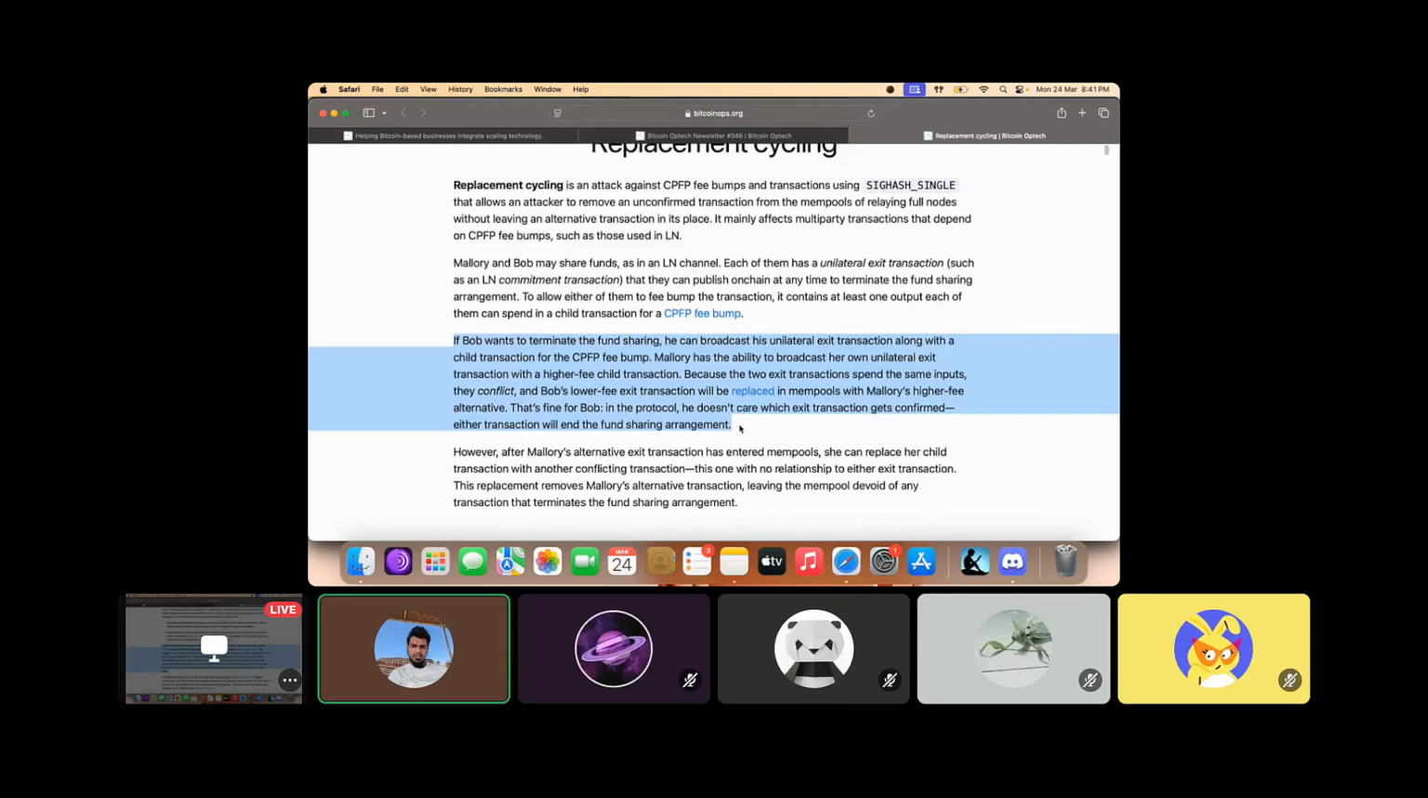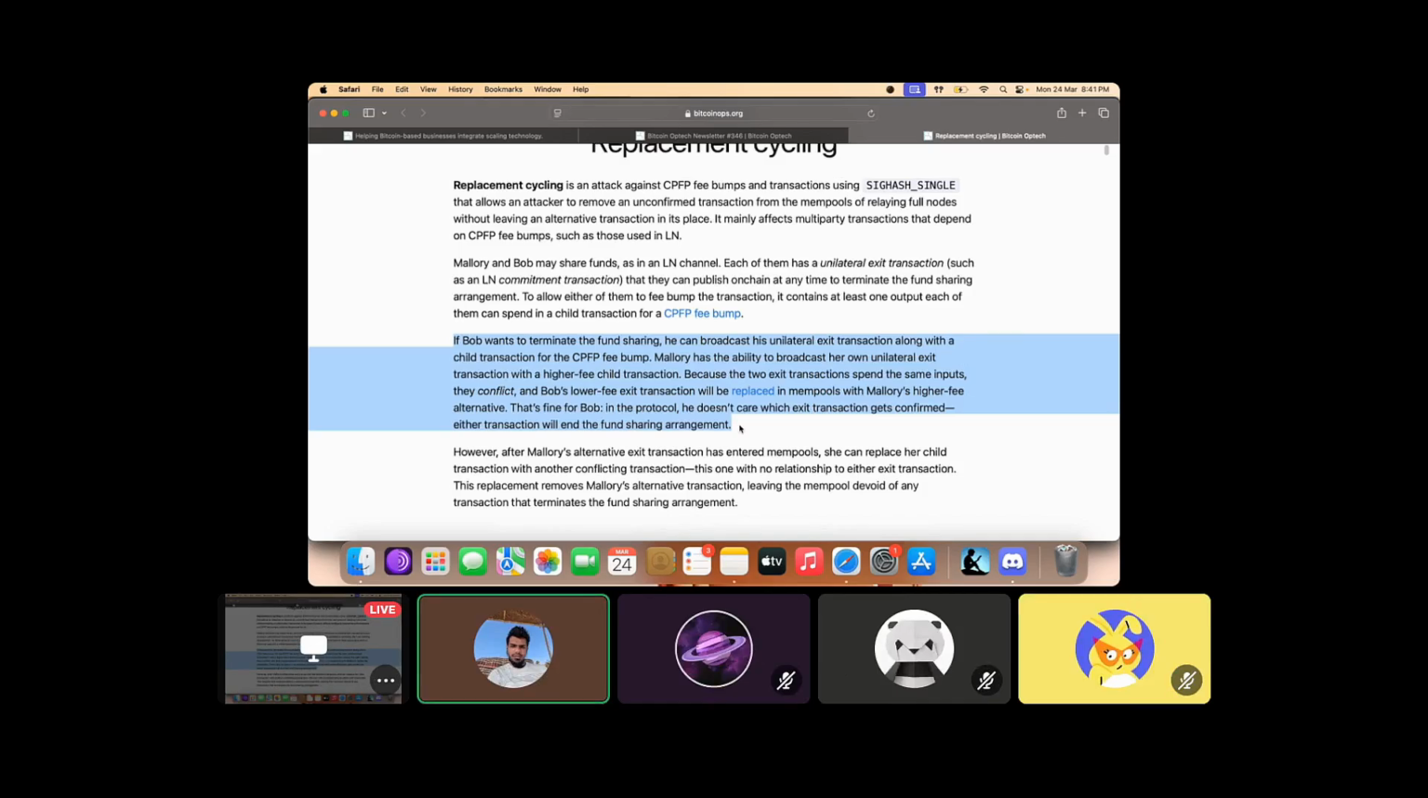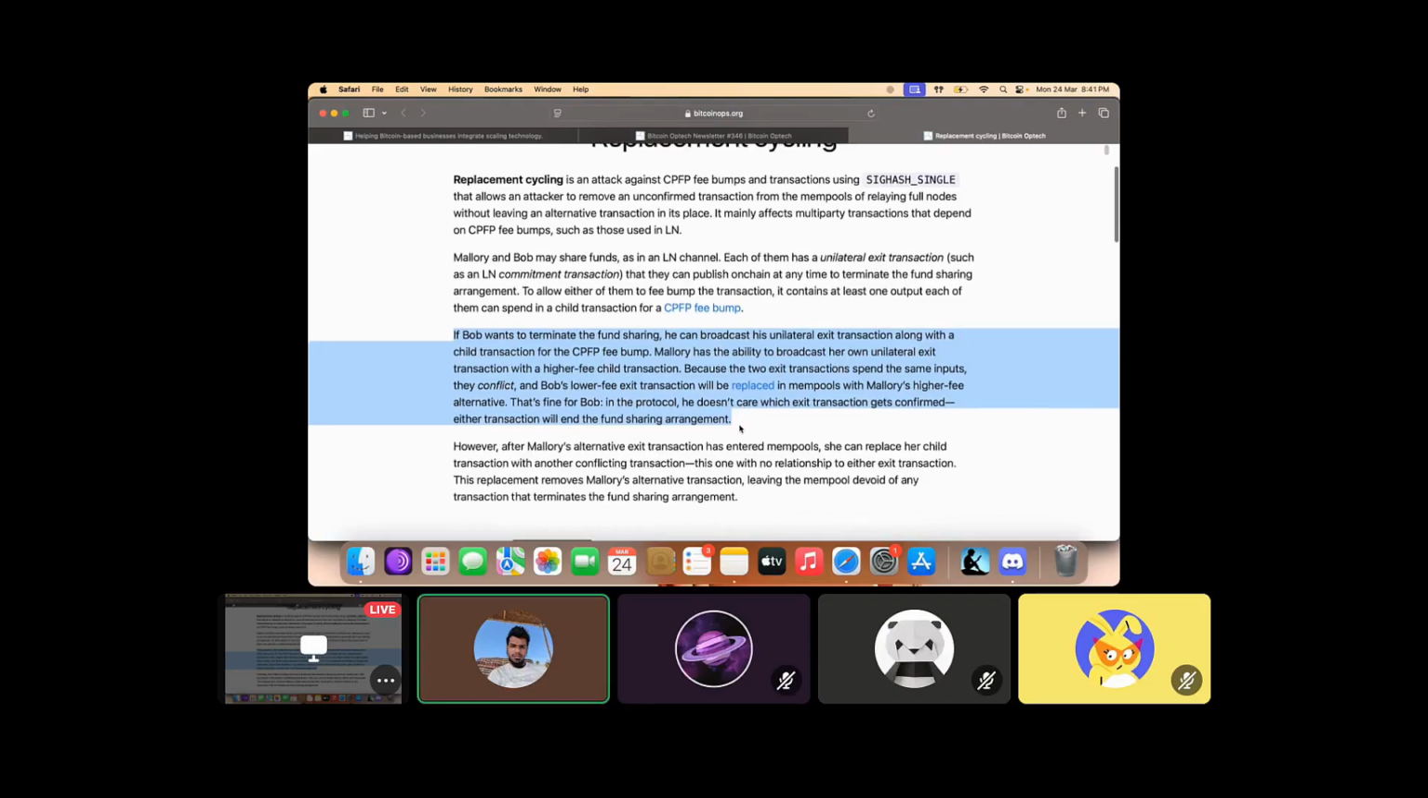Bob just wants to exit this contract. Bob just wants to settle the funds in the Lightning channel on the mainnet. It doesn't matter to Bob whether Bob's version of the commitment transaction gets confirmed or Mallory's version gets confirmed. Either way, Bob gets to opt out of this Lightning contract. However, after Mallory's alternative exit transaction has entered mempools, she can replace her child transaction with another conflicting transaction, one with no relationship to either exit transaction. This replacement removes Mallory's alternative transaction, leaving the mempool devoid of any transaction that terminates the fund sharing arrangement, right?